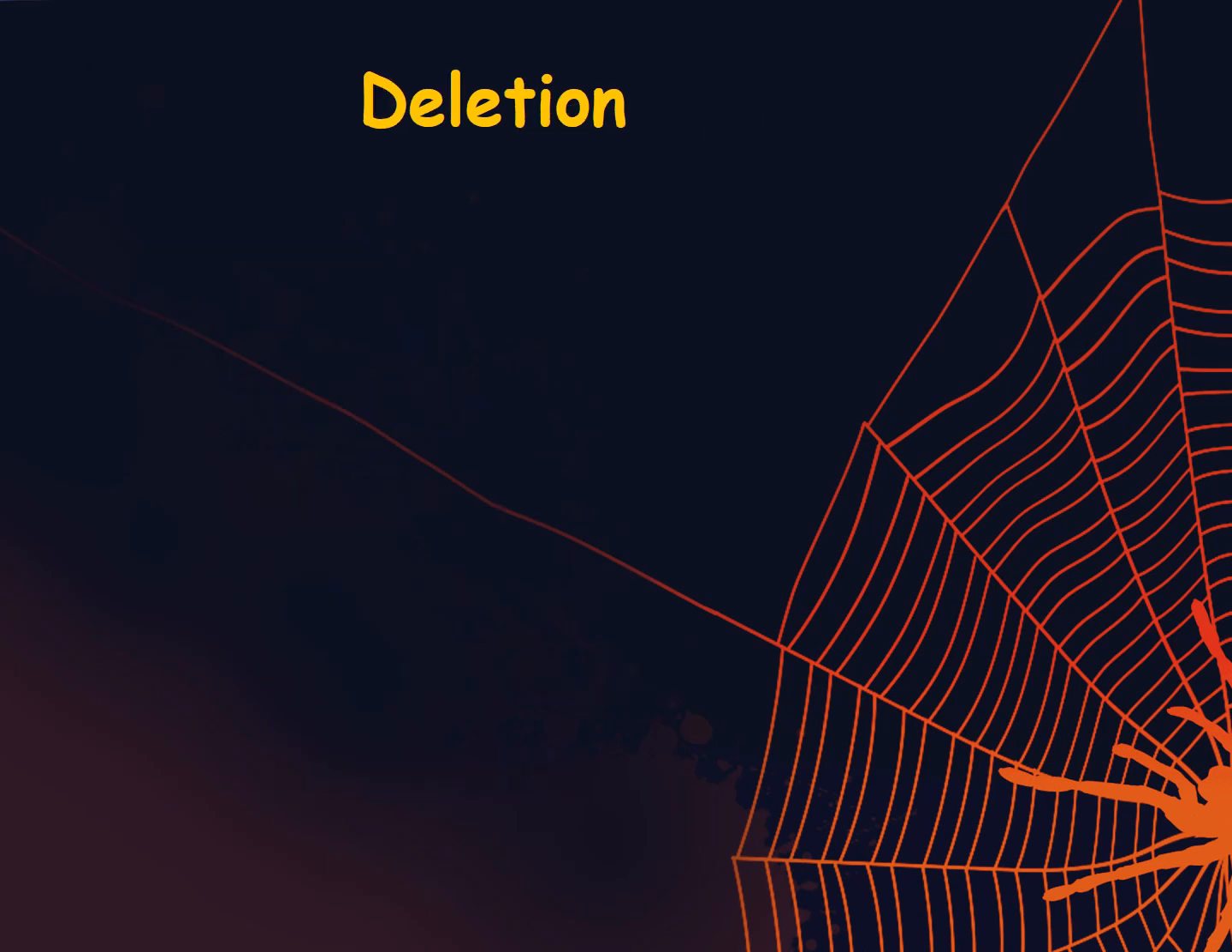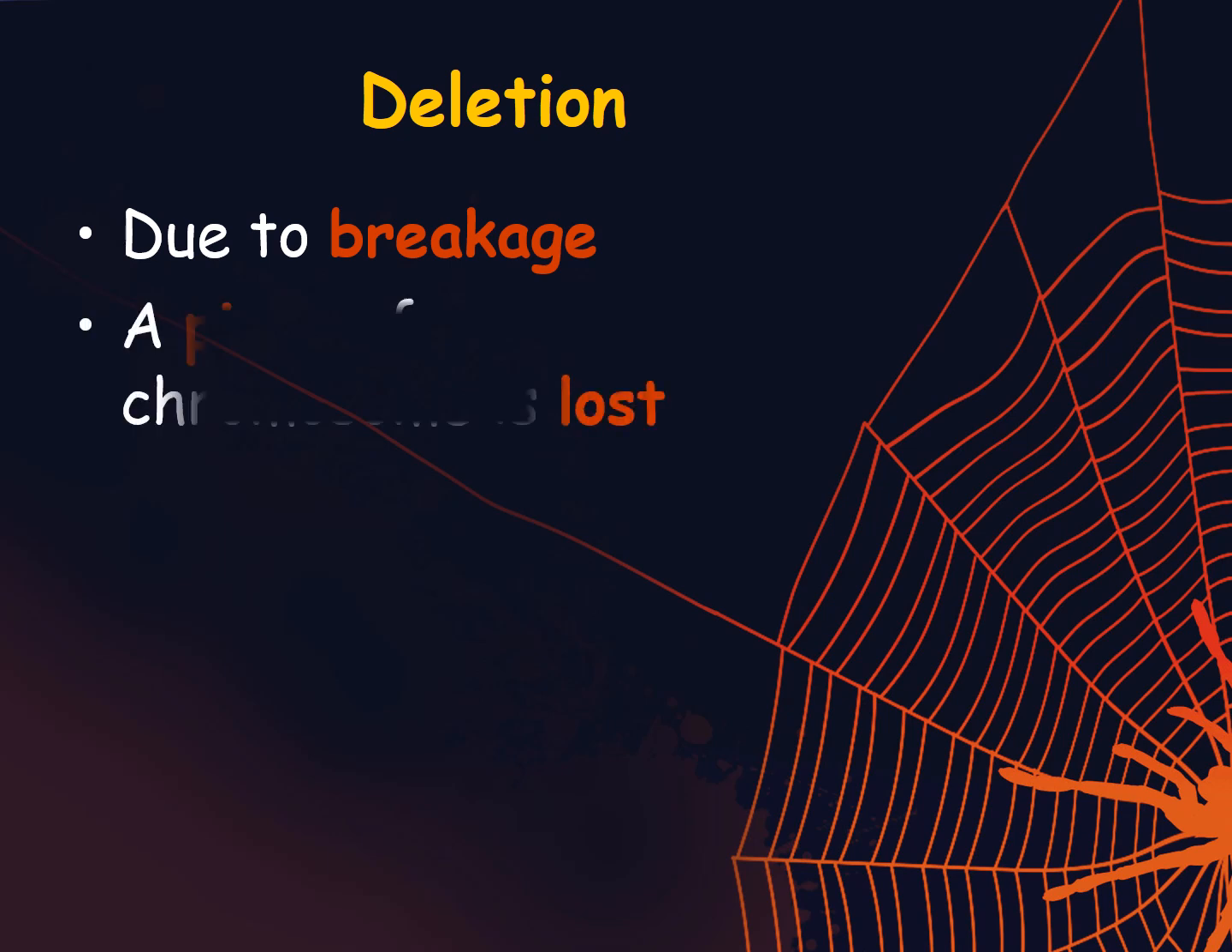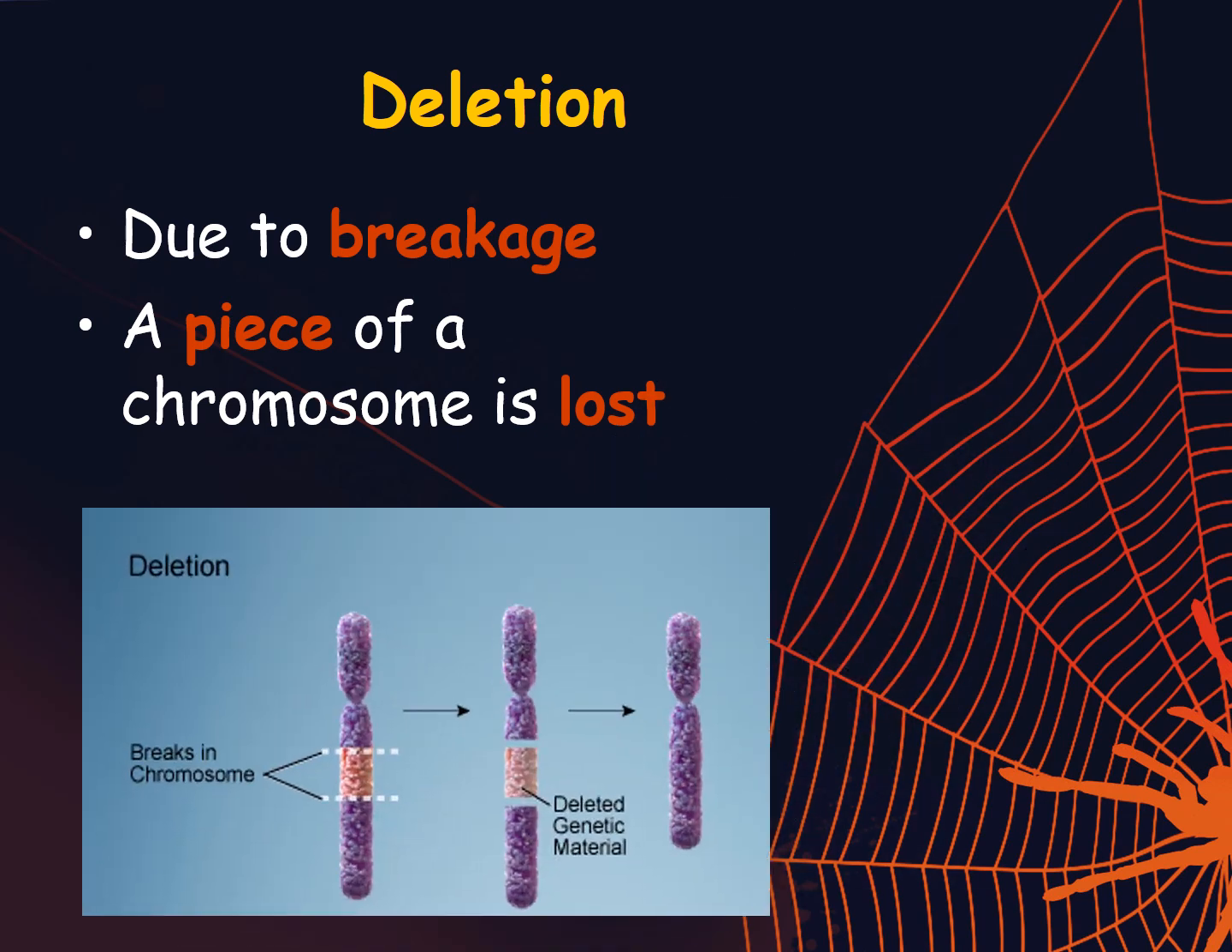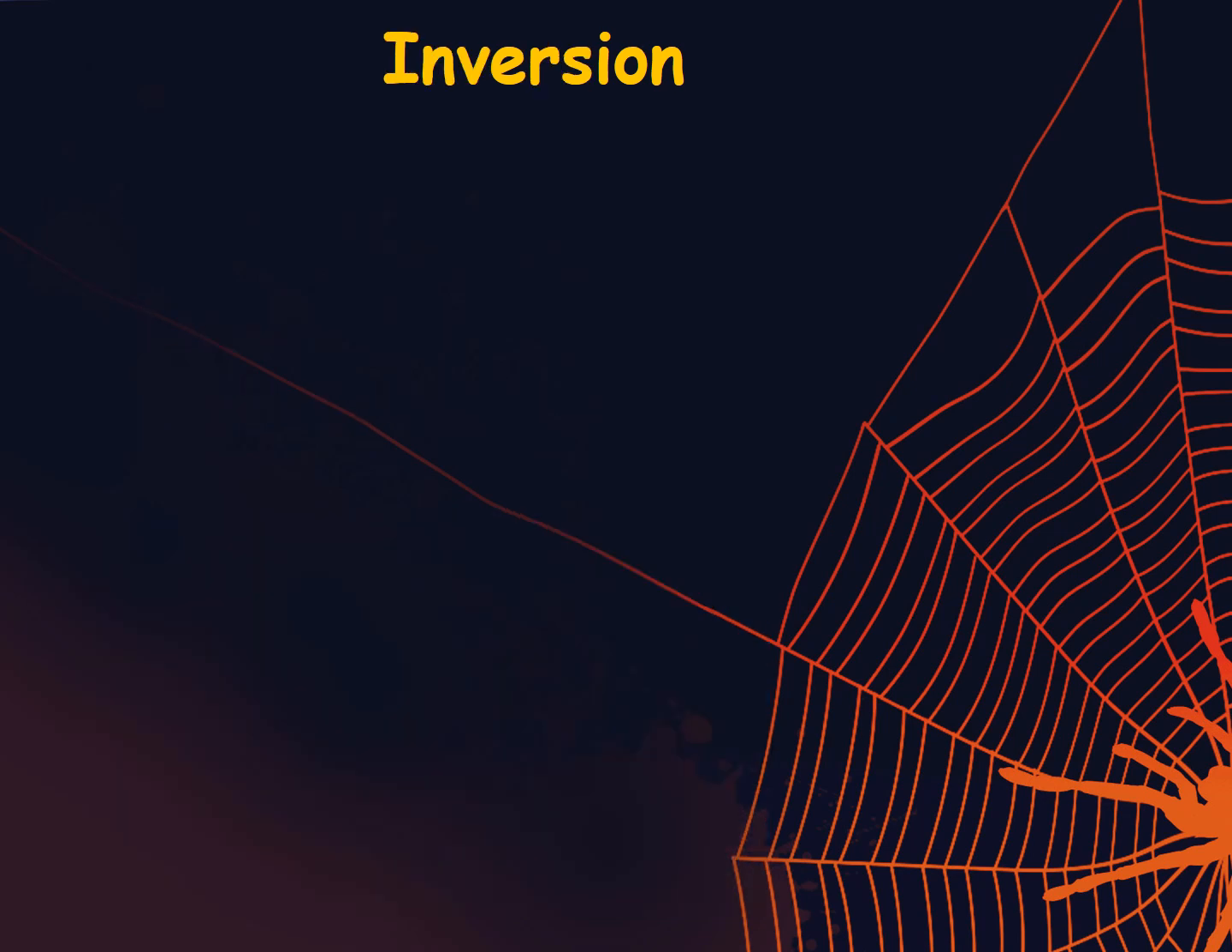So we're going to start with deletion, and this is typically due to breakage. A piece of the chromosome breaks off and it gets lost. So something happens and that piece just kind of disappears. And so when the chromosome basically gets put back together, it's now missing that piece. That's what this picture is showing us. So we have lost information, we have lost genes in this process.